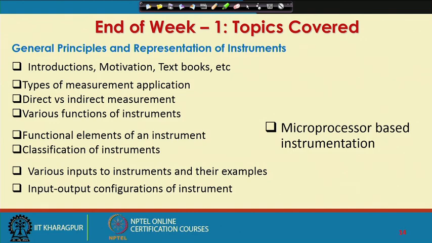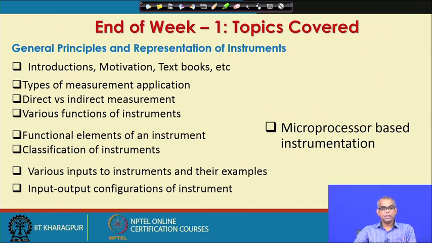So, this is the end of the week. What we have covered is as follows. The broad topic covered is general principles and representation of instruments. Under this heading, we have given introductions, motivations, and talked about textbooks, etcetera. We have talked about types of measurement applications, direct measurements, indirect measurements, and various functions of instruments. We have introduced concepts of functional elements of an instrument and classification of instruments. We have briefly touched upon microprocessor based instrumentation. We have seen various inputs to instruments and their examples. We have also seen the input output configurations of instruments and how to reduce or eliminate the effect of various undesired inputs. So, this is the end of week 1.